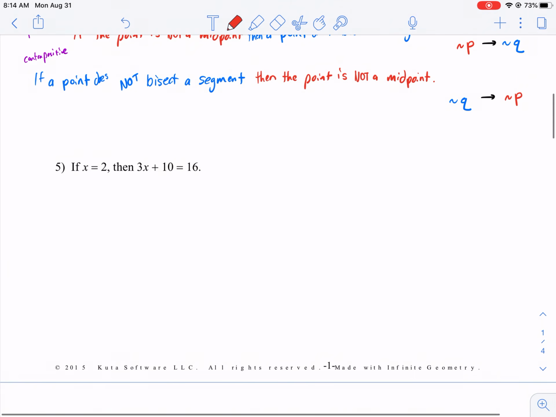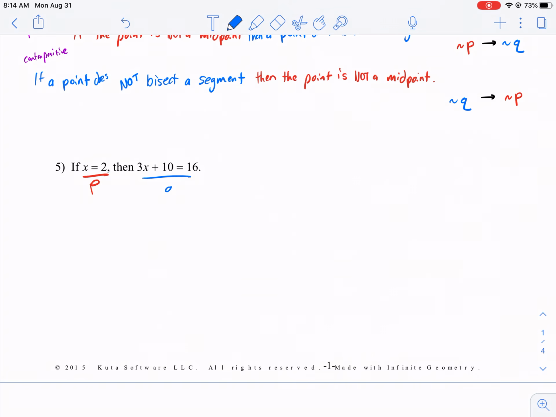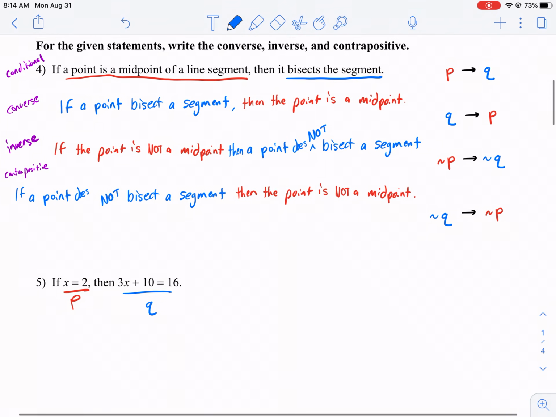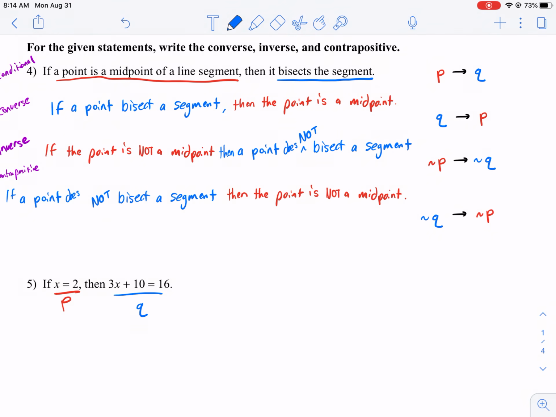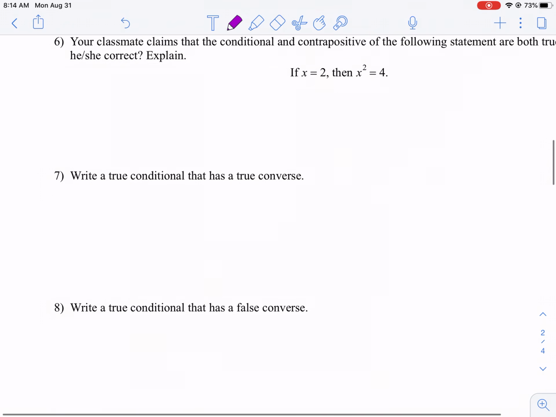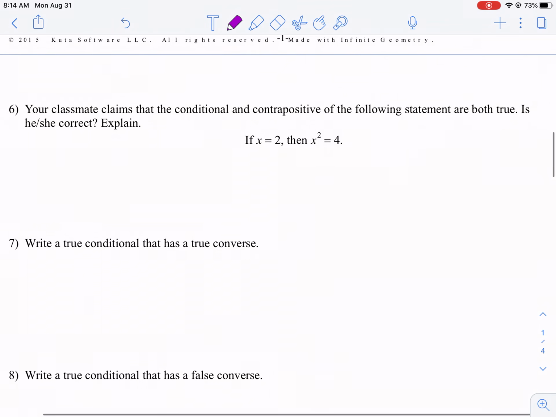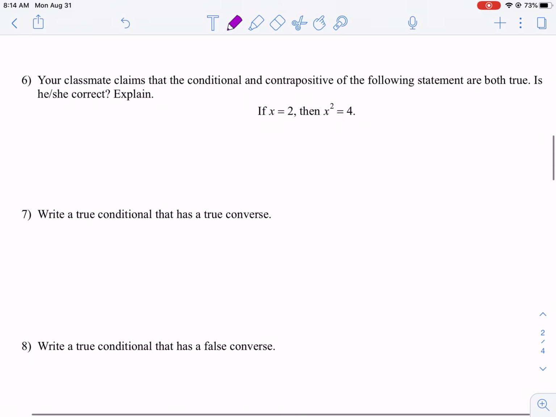We could do the same thing here. Just make sure you understand that this is your P to start. This is your Q. And then we should have done this one, far less writing. And then you just follow these statements again right here for this one, okay? Really should have done that one instead. Okay. Now we're on to, I guess we can go with number 6.